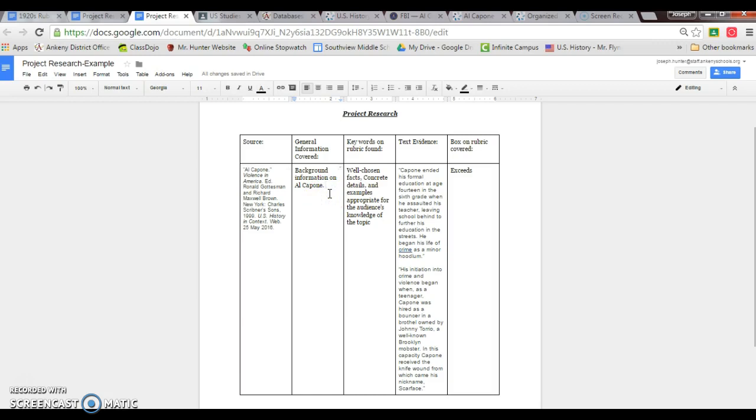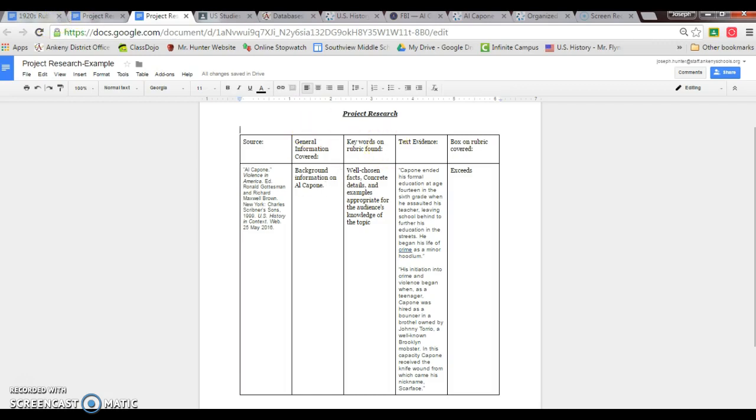You know what is going to be in that resource. I decided that in this resource, there's going to be background information on Al Capone that's going to be important, and kind of setting the foundation for explaining him. Next, I'm going to go to the rubric.